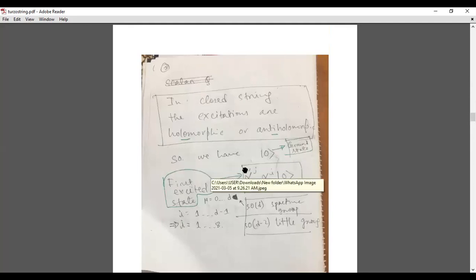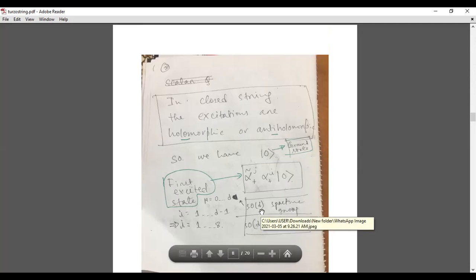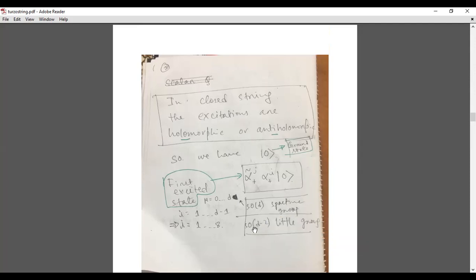So we are going to assume from here that our strings are moving in d equals 10. And that's why when we study the little group, it's going to be SO(10 minus 2), that means SO(8). So SO(8) is our little group. So basically these indices j and i run from 1 to 8. Okay, good. Quite simple.